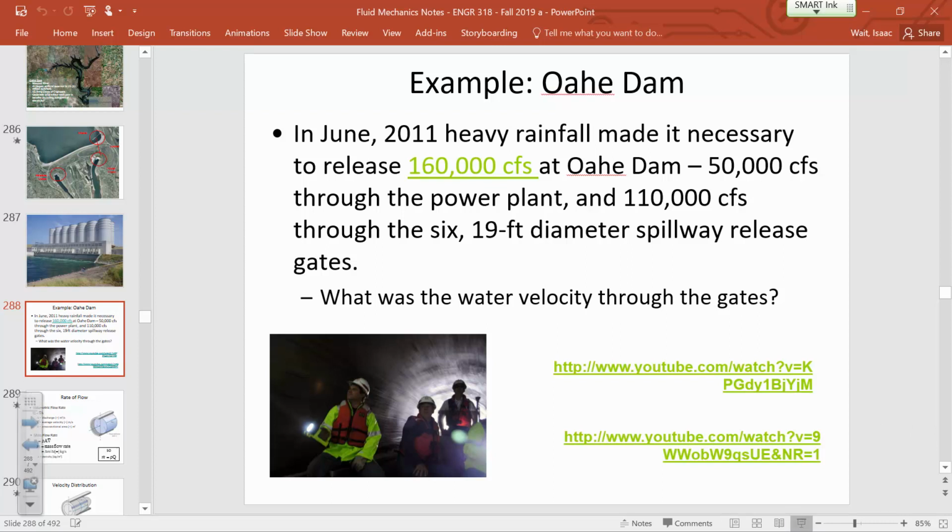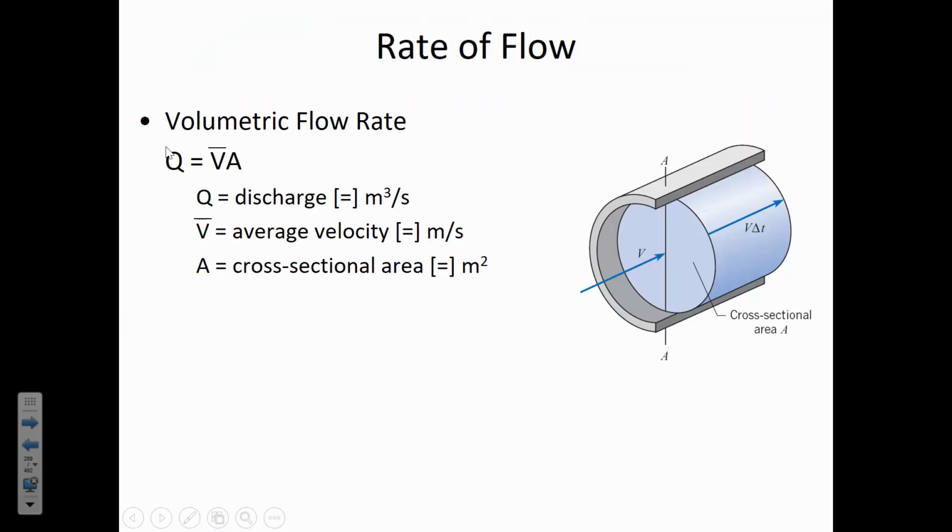So let's talk about that in some more detail. When we say Q equals VA, strictly speaking, what we mean is the average cross-sectional velocity. Sometimes you'll see V with a bar across the top, and that means the average across the area of flow. Now, when you have laminar flow, it's not going to be the same velocity everywhere in the cross-section. The reality is that there's a velocity profile because of the no-slip condition, and because there's a shear stress resistance at the boundary of the water in contact with the pipe.